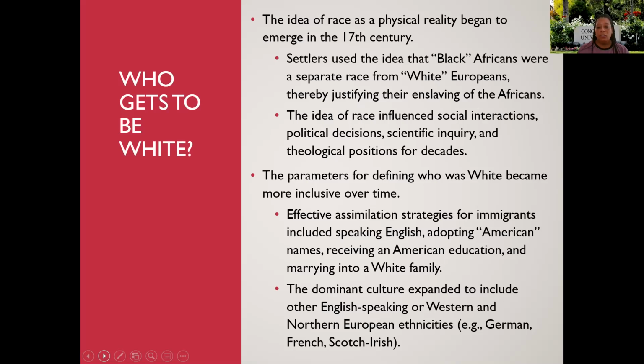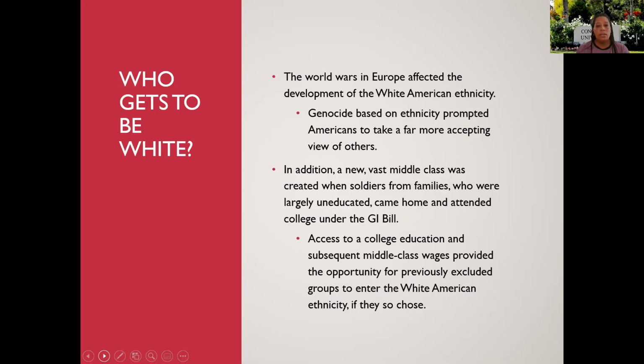Effective assimilation strategies for immigrants included speaking English, adopting an American name, receiving an American education, and marrying into a white family. The dominant culture expanded to include other English-speaking or Western and North European ethnicities such as the German, the French, the Scot, and the Irish.